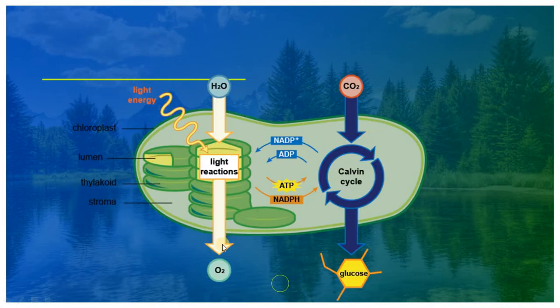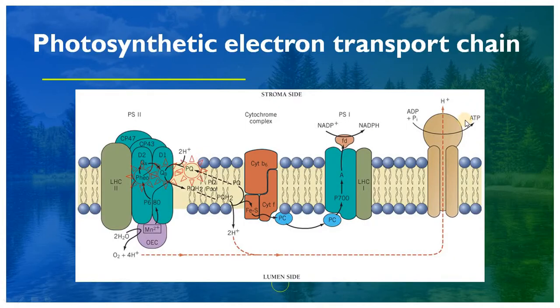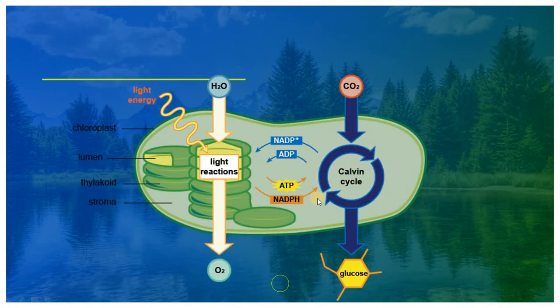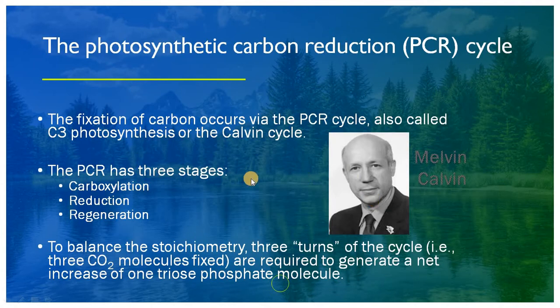So there is the picture one more time. What we have talked about so far is what was going on the surface of the thylakoid membrane, which was a photosynthetic electron transport chain. So right here, you see we've created the ATP and we've created the NADPH, and so now we can move on to talking about the Calvin cycle.